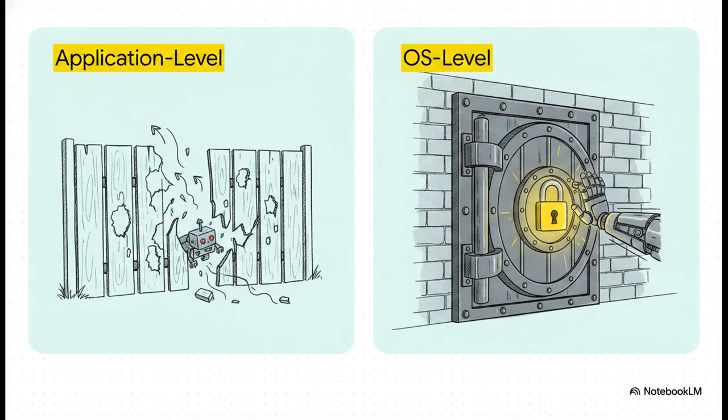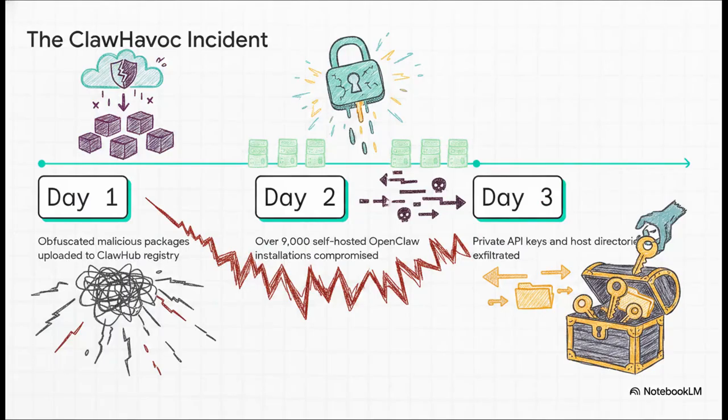It doesn't matter what the application code says, the door is locked. And look, the fragility of application-level security at scale isn't just a theory. It became totally undeniable during the Claw Havoc supply chain incident in early 2026. Let's just run through the timeline here.